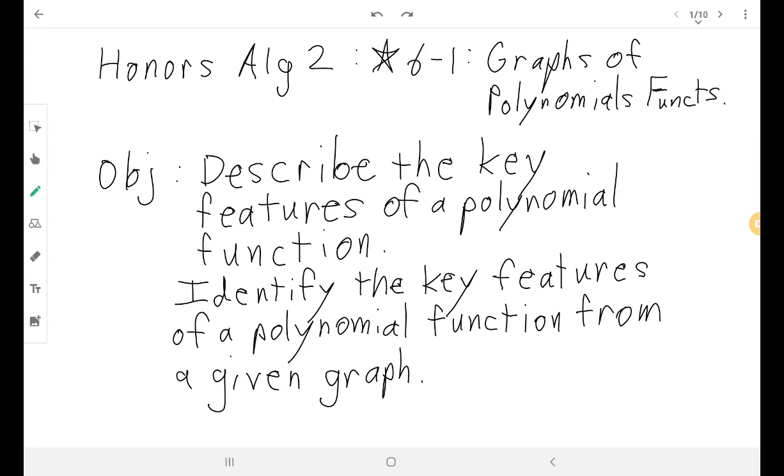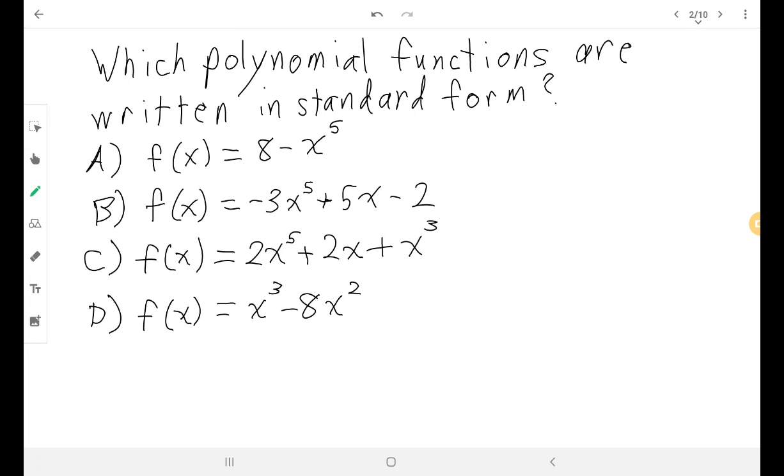So today, for Honors Algebra 2, we are going to talk about Section 6.1, Graphs of Polynomial Functions. Our objectives are going to be two. Our first objective is to describe the key features of a polynomial function. And the second objective is to identify the key features of a polynomial function from a given graph. So we're going to work on those two things.